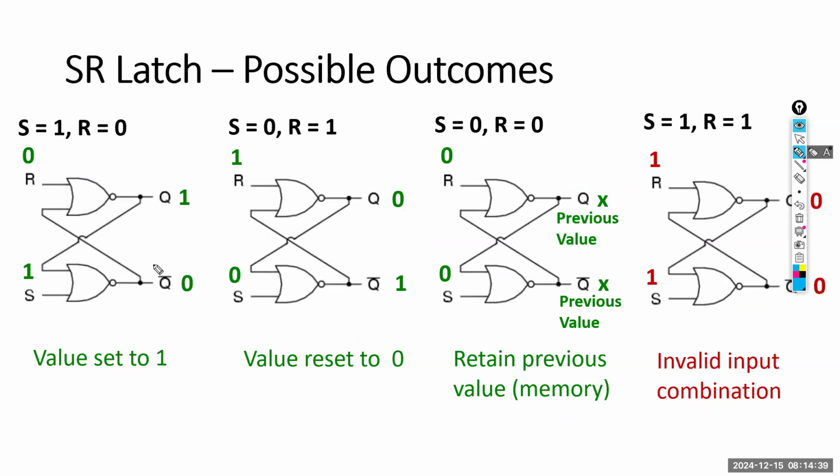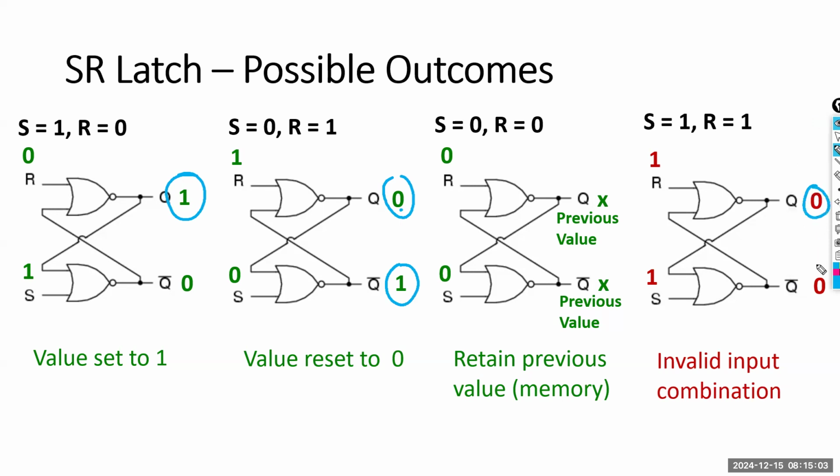S1 R0 means you set it. R1 S0 means you reset it. So Q is 0 now. 0, 0 means whatever the previous value is retained. If previous is 1-0, it retains 1-0. If previous is 0-1, it retains 0-1. If you give 1-1, it leads to an invalid scenario because both will be 0. So those are the 4 situations.